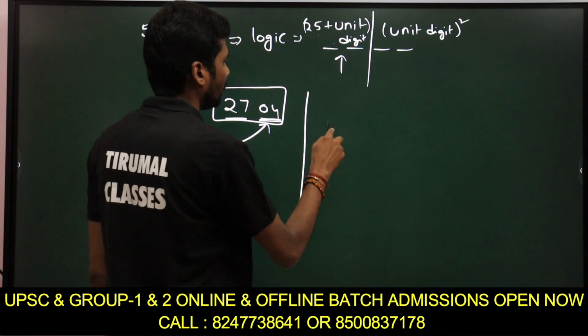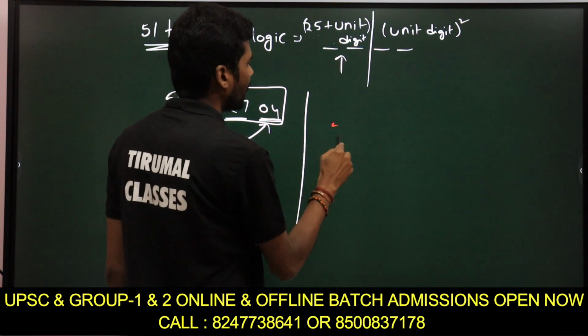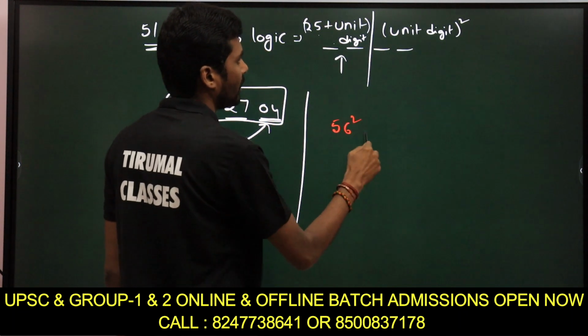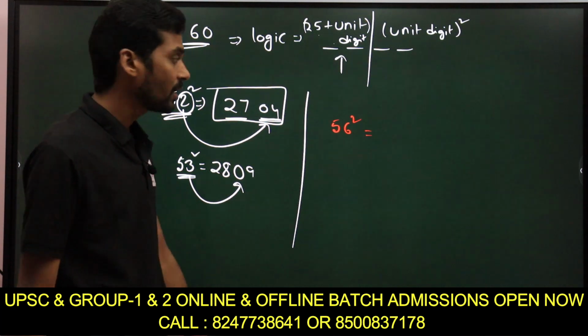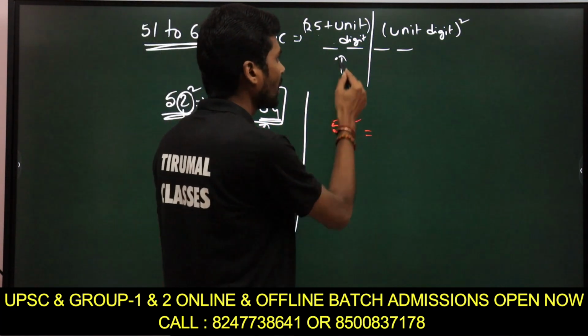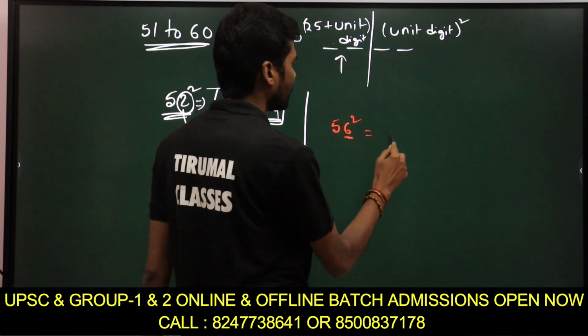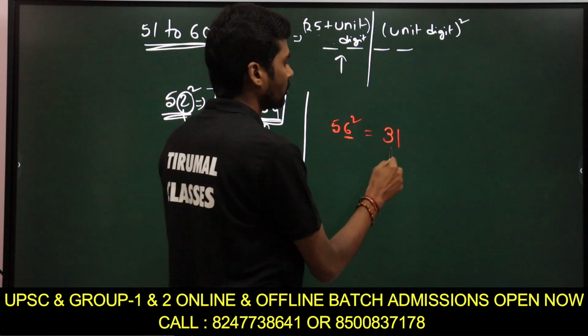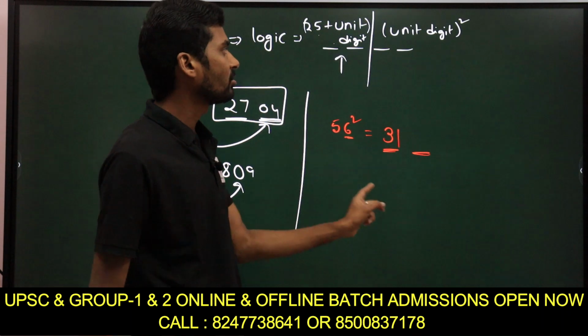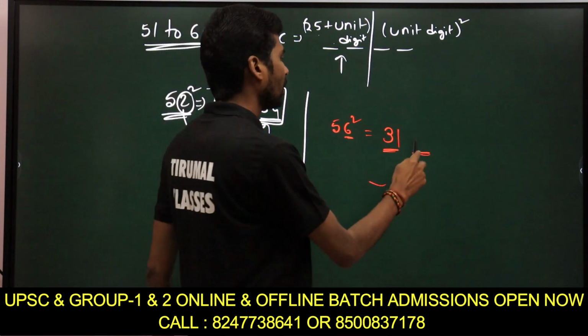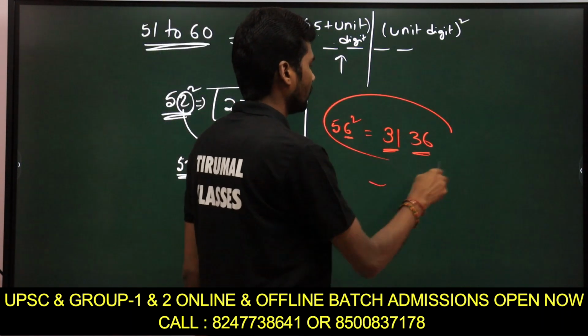56 square. Now you do it. 56 square means again 25 plus unit digit. 25 plus 6 is 31. So this is for the first 2 digits. What about the next 2 digits? 6 square directly. 6 square is 36.